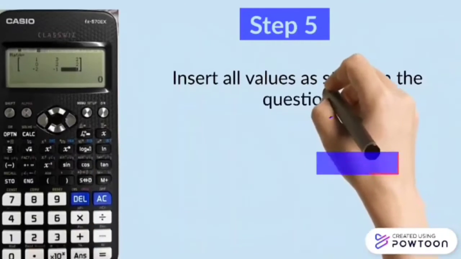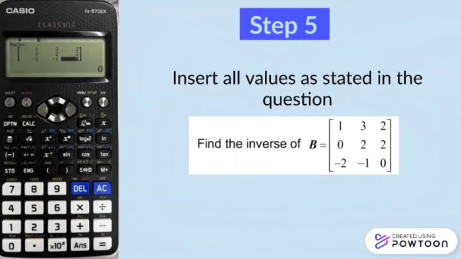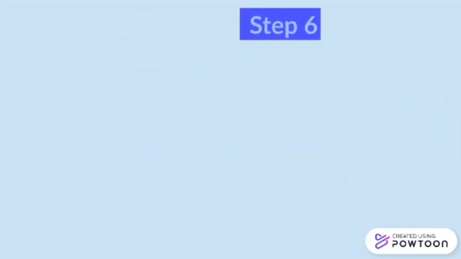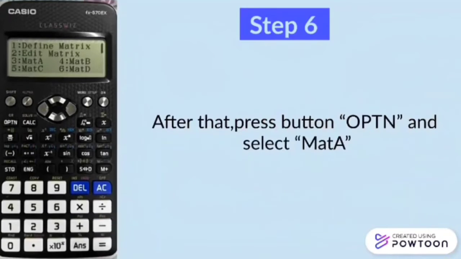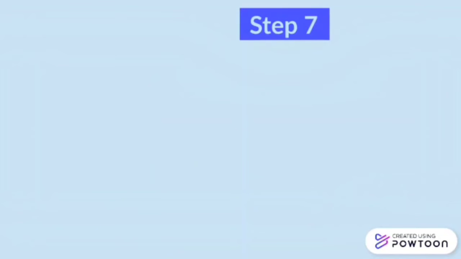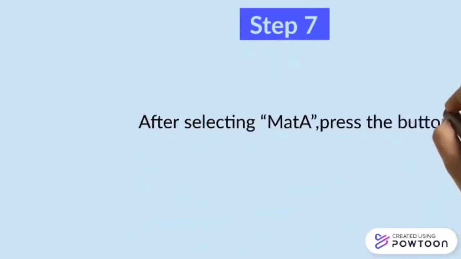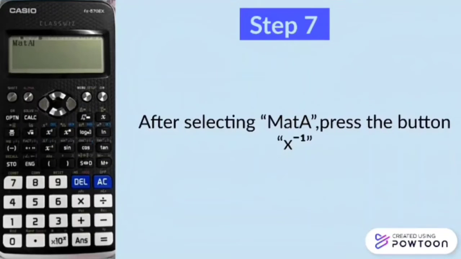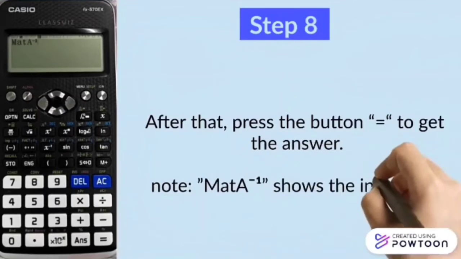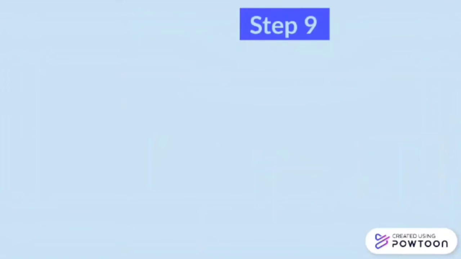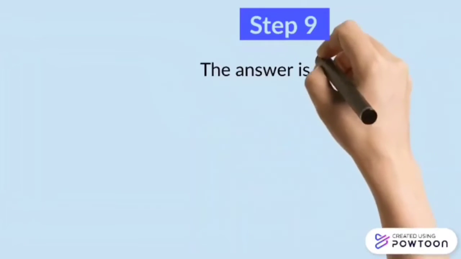Step 5, insert all values as stated in the question. Step 6, after that, press the button option and select Mat A. Step 7, after selecting Mat A, press the button for inverse. Step 8, after that, press the button equals to get the answer. Note that Mat inverse shows the inverse of matrix A. And step 9, the answer is obtained.